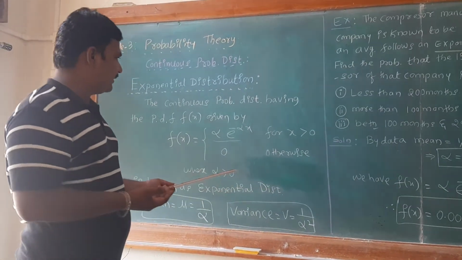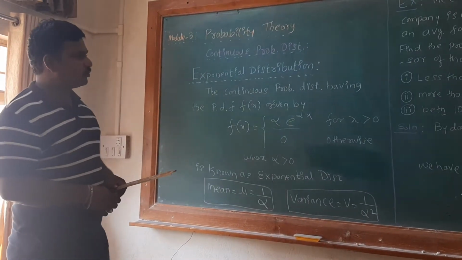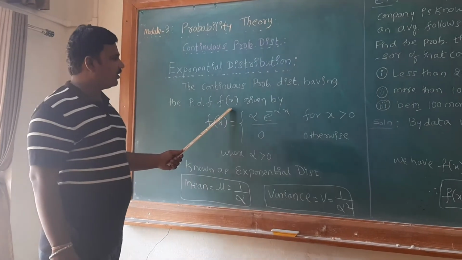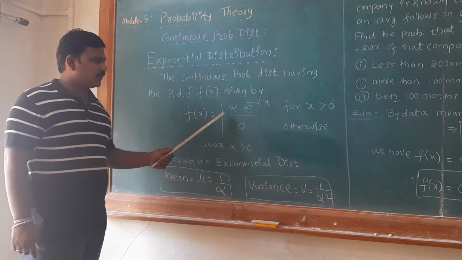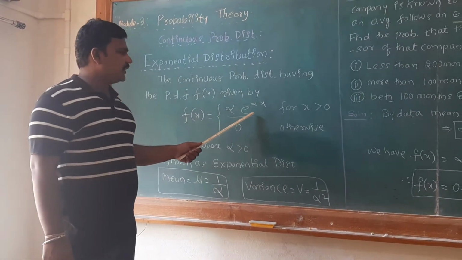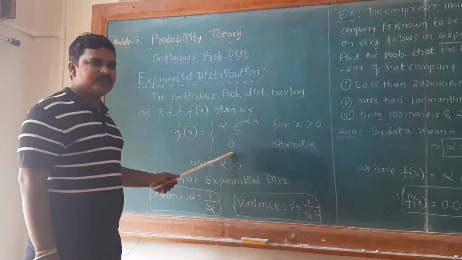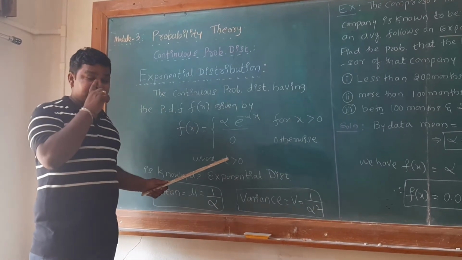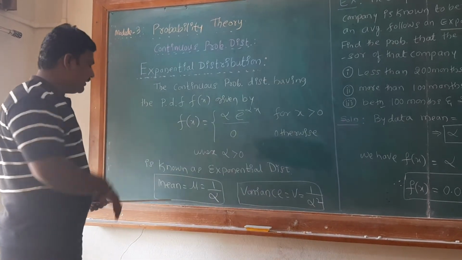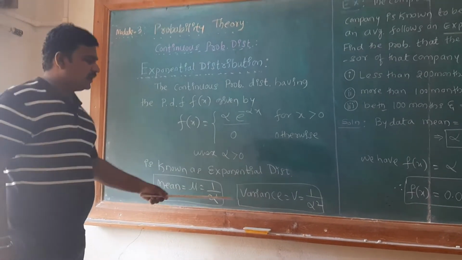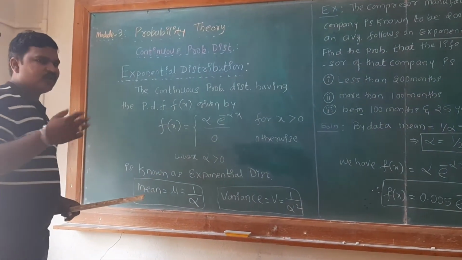Before that, we know the basic formula. The exponential distribution is a continuous probability distribution having the PDF f of x, given by f of x is equal to alpha times e raised to minus alpha x for x greater than 0, and otherwise the function becomes 0. Here alpha is always greater than 0. For the exponential distribution, the mean mu is 1 upon alpha and the variance sigma squared is 1 upon alpha square. We know that already, these basic concepts are over.